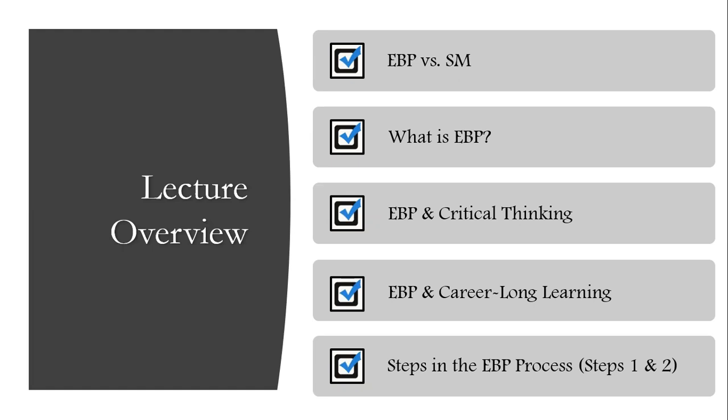Then we will talk about evidence-based practice and critical thinking. We will also talk about evidence-based practice in career-long learning. One of the things that we also talk about quite a bit in the social work profession is the importance of continuing education. And so we know that when we sign up to be a part of the social work profession, we also sign up to be lifelong or career-long learners. And so we'll talk about what that means within the context of EBP.